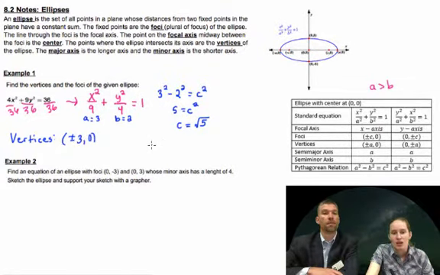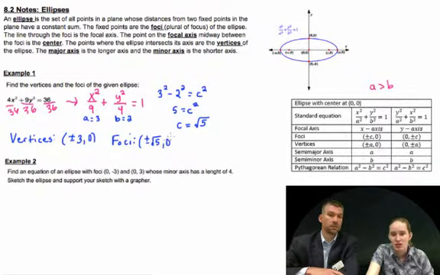Our foci are plus or minus the c part, right? So plus or minus c means we'll have plus or minus the square root of 5, comma 0. And the important thing is that because the bigger number was under x, that's where we stuck these values, with x.